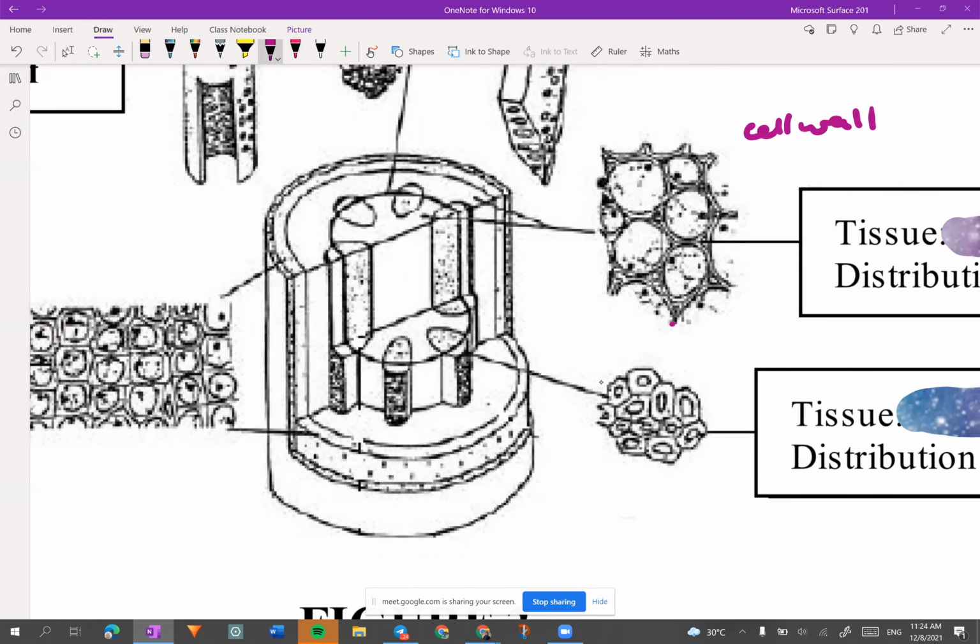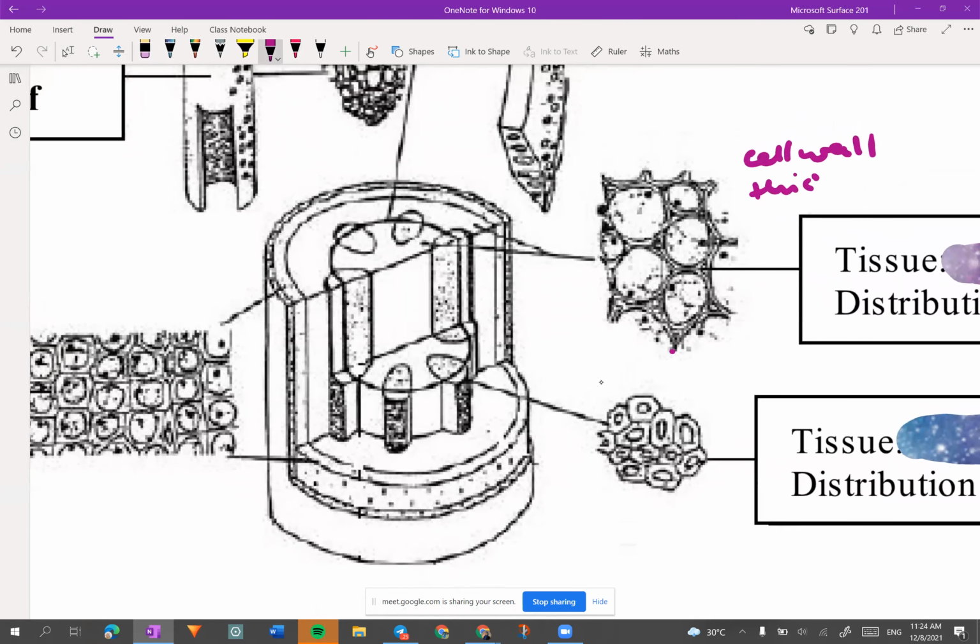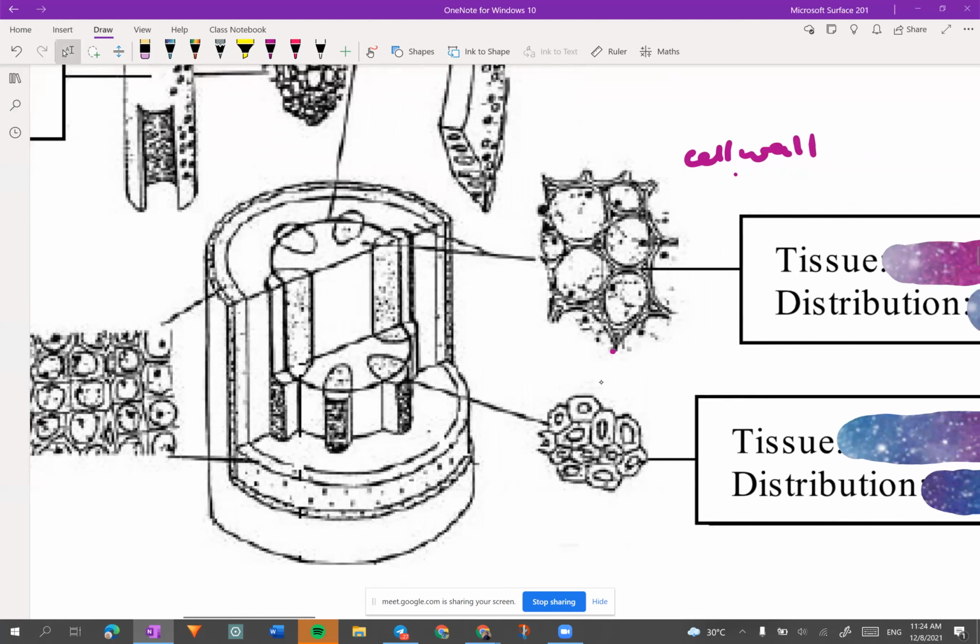Yang ni. Can you see the cell wall? Is it thin or is it thick? Okay, thick. How about the vacuole? Can you see any vacuole there? Tak nampak kan? Sebab dalam mikroskop tak nampak. Okay. So ini tadi? Agree? Thick ke thin? Saya tak dengar. Thick. Alright. Okay, and then can you see any intercellular space between them?